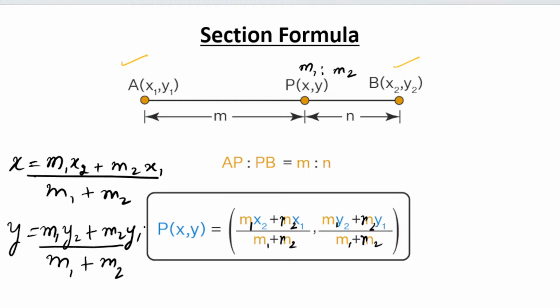So always try to draw the line segment AB. A's coordinates are x1, y1, B's coordinates are x2, y2, and the coordinates of point P are x, y, which is dividing the line segment in the ratio m1 is to m2.